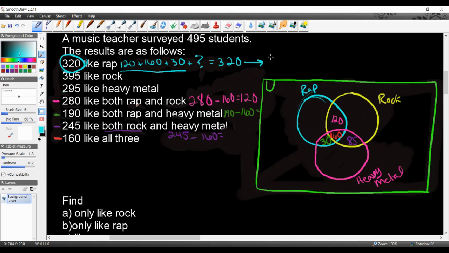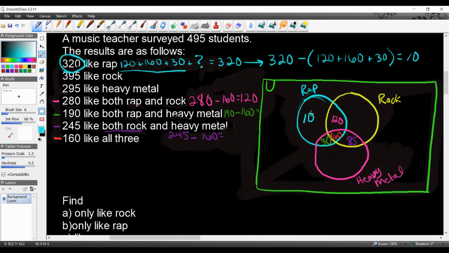So in reality, what we're doing is this 320 minus all of that. So 120 plus 160 plus 30. And you just do basic math. So 120 plus 160, that's 280, plus 30 is 310. So it looks like we're left with 10. So this would just be 10.